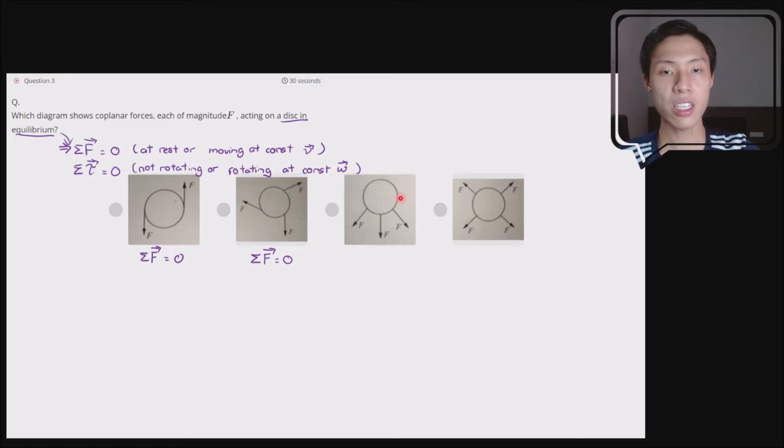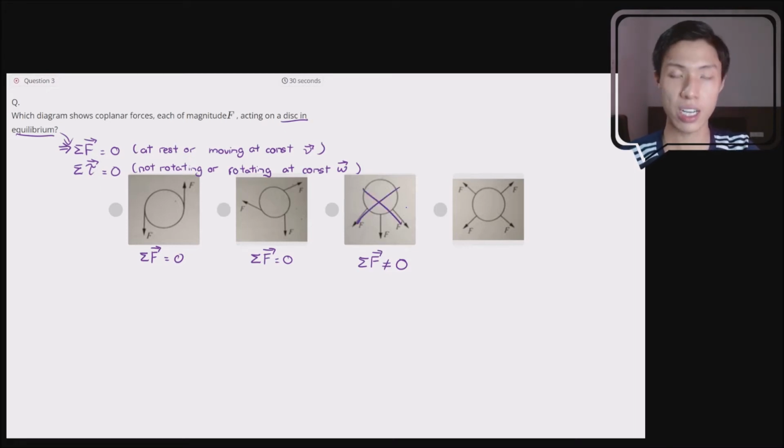So in that case, this force here will definitely be unbalanced. So we can say that the sum of force is definitely not equal to 0. So you can eliminate this diagram from your discussion now. Okay, next you look at the fourth diagram. The fourth diagram has 4 forces, more forces than earlier.